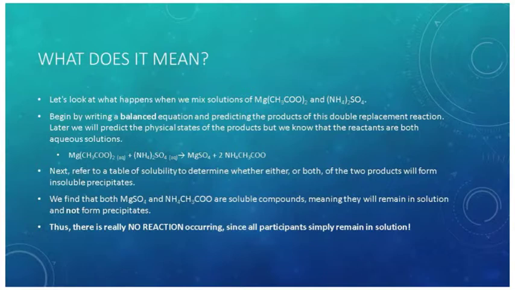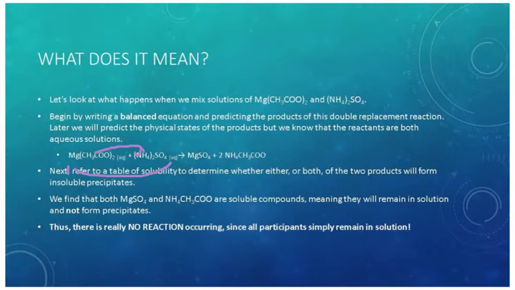Later we will predict the physical state of the two products, but we know that their reactants are both aqueous solutions. So we're just going to predict by switching places. The Mg switches with the NH4, and then those switch. So we end up with those products.